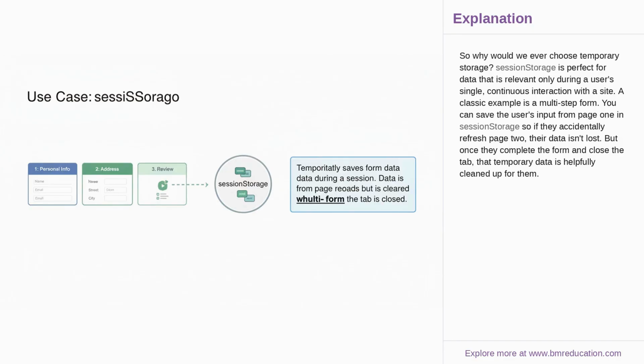SessionStorage is perfect for data that is relevant only during a user's single continuous interaction with a site. A classic example is a multi-step form. You can save the user's input from page 1 in sessionStorage, so if they accidentally refresh page 2, their data isn't lost. But once they complete the form and close the tab, that temporary data is helpfully cleaned up for them.